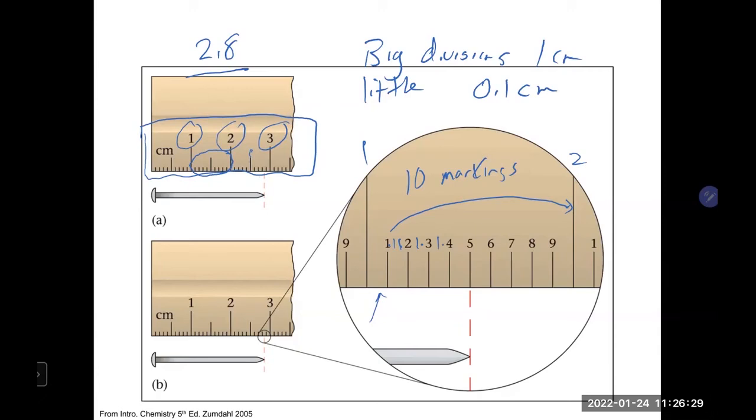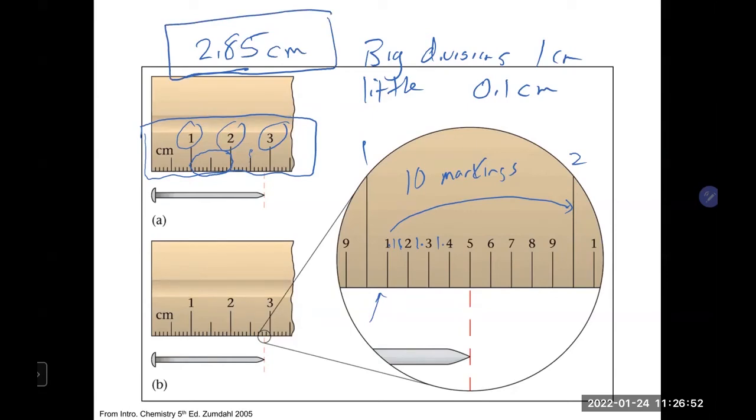Now the problem is, if we look at it, it's not exactly on the 2.8. It's not exactly on the 2.9. So there's some degree of uncertainty exactly where it is. I may look at it and go, I think it's kind of halfway between the 2 markings, and I would record 5 and the units as centimeters. And I would record 2.85 centimeters.